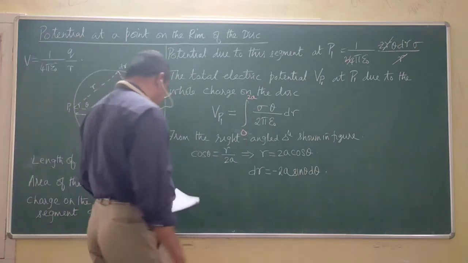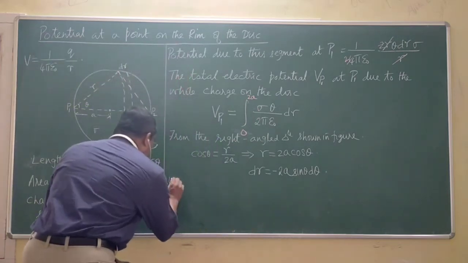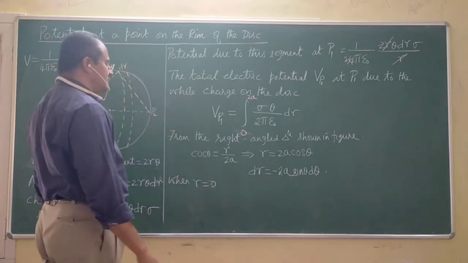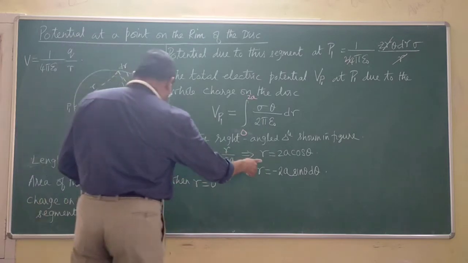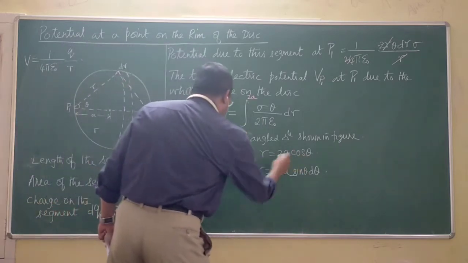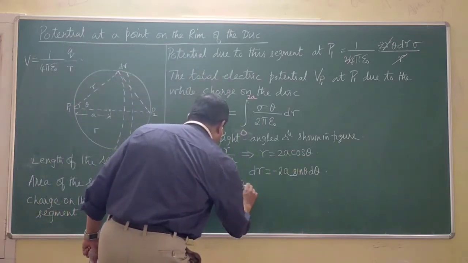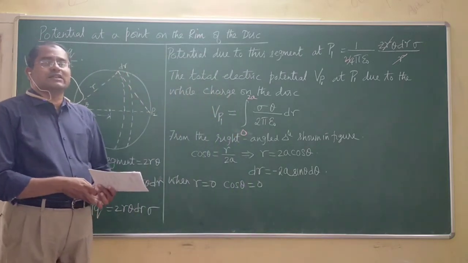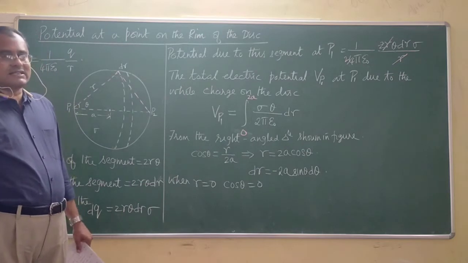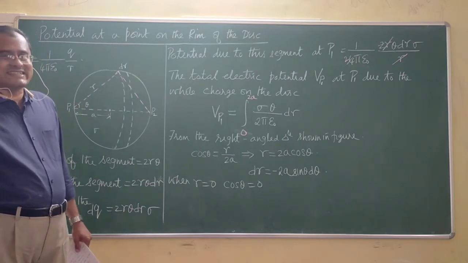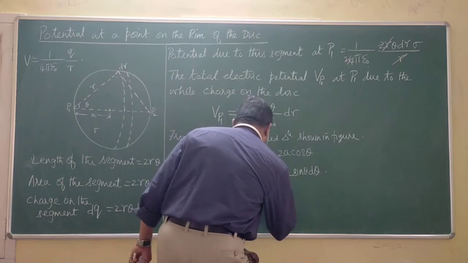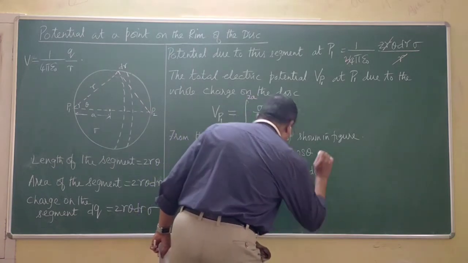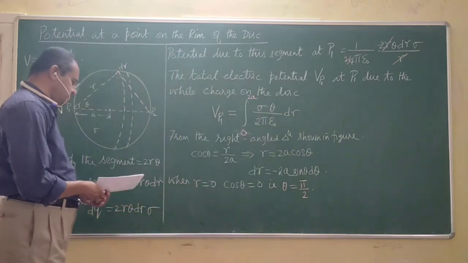How do you change that? When r is equal to 0, cos theta will be 0. When will cos theta be 0? Cos theta will be 0 when theta is 90, therefore theta is equal to pi by 2. Is that okay to you?